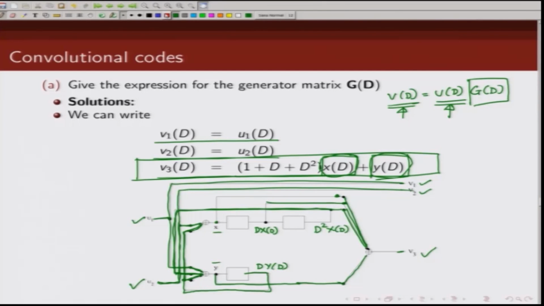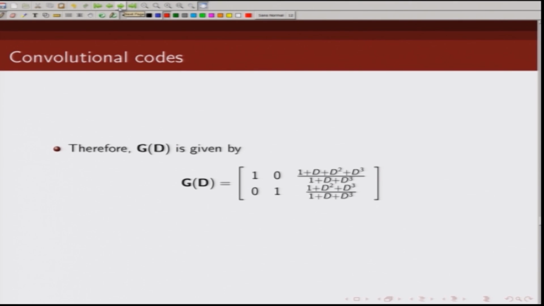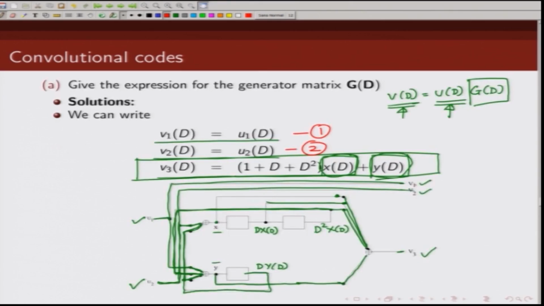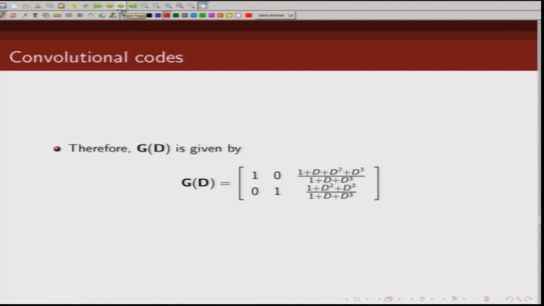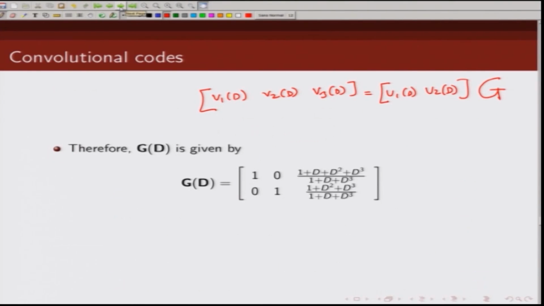The first equation that we will require is this one, second equation we will require is this one, and the third equation that we will require is this one, right. So, you can think of it as like this. We have 3 outputs V1, V2, V3, 2 inputs U1, U2. So, we are writing V1D, V2D, V3D in terms of U1D, U2D and this G matrix. What is V1D? V1D is U1 of D. So, then our G matrix here, again this G matrix is 2 cross 3.